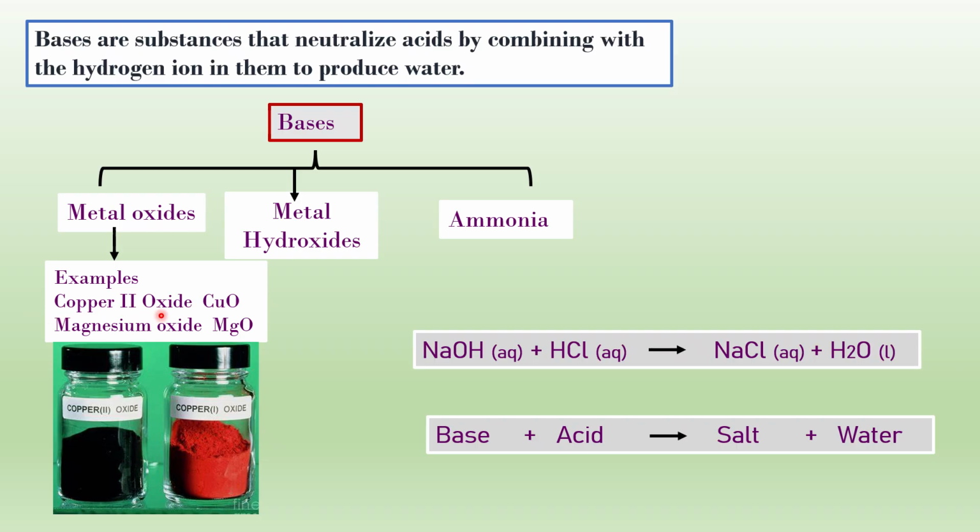Copper 2 oxide, CuO. The formula of copper 2 oxide is CuO, and its color is black. It is a black powder. There is also copper 1 oxide, which is another substance because it has a different color. Magnesium oxide is another base, and its formula is MgO.